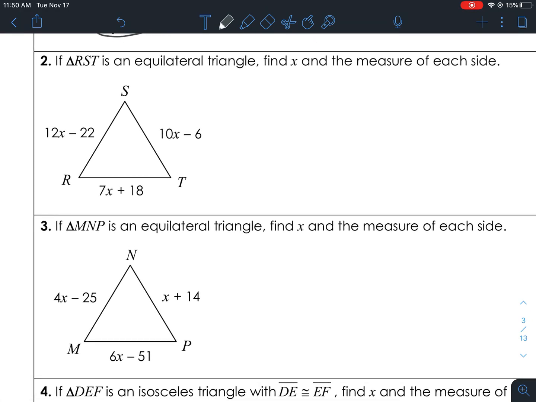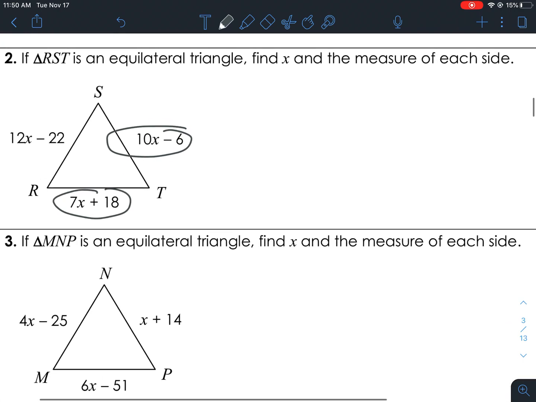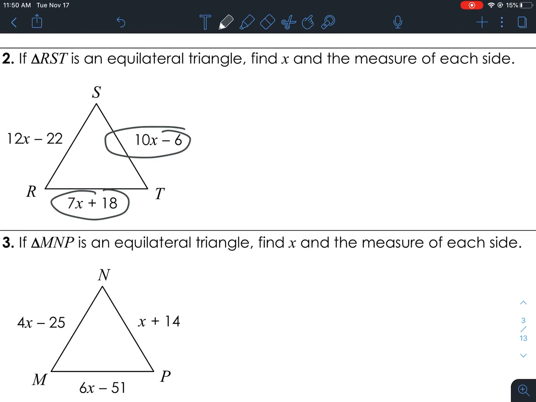Here they want us to find x and the measure of each side. So let's go ahead and find x. With x, you can set any of these sides equal. I am going to choose to set this side equal to this side. But again, you could have chosen any of them. Your x will still come out to be the same.